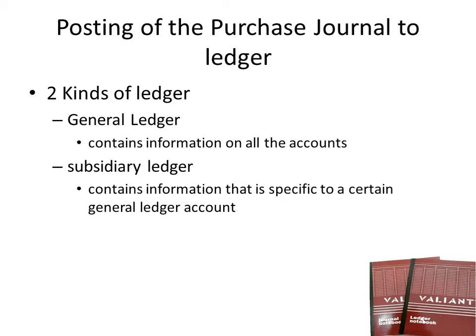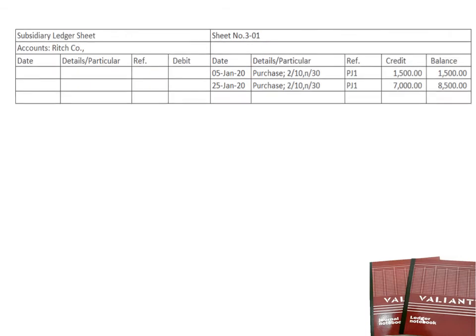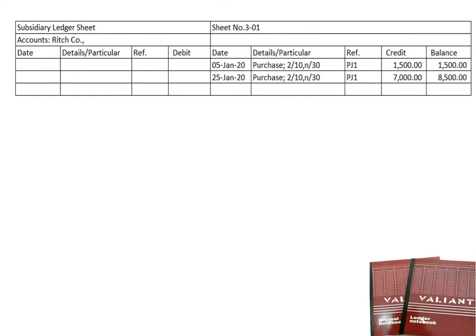So each of the different banks would have a subsidiary ledger. For accounts payable, since we are indebted to, or owe, different suppliers, each supplier would now have its own subsidiary ledger, because it's a specific account. So for this one, this is a subsidiary ledger because the account is Rich Company, our supplier.